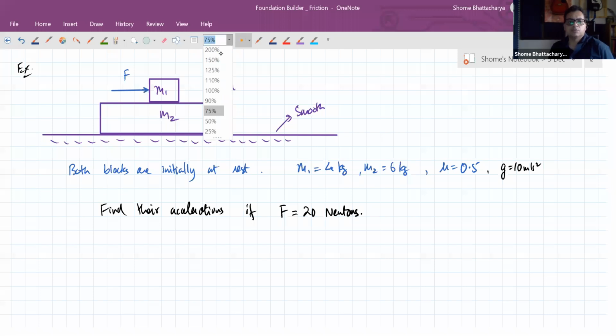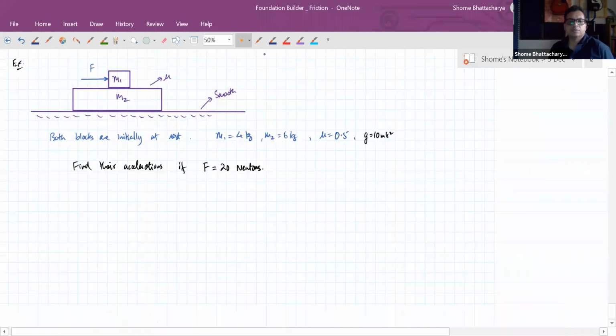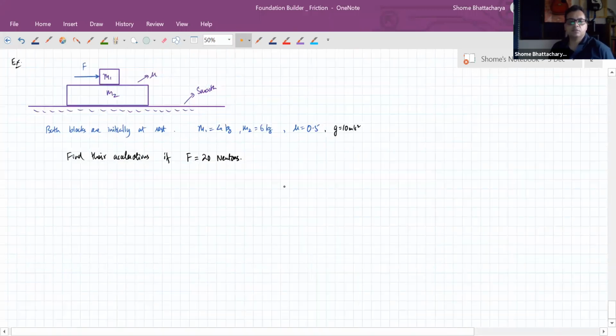Okay. So again, this problem we will do with the same method, but keep in mind that the friction acting on M1 will be backwards this time. Because we are applying the external force on M1 forwards, there will be friction acting like this on M1, whereas on M2, the friction will be like this.